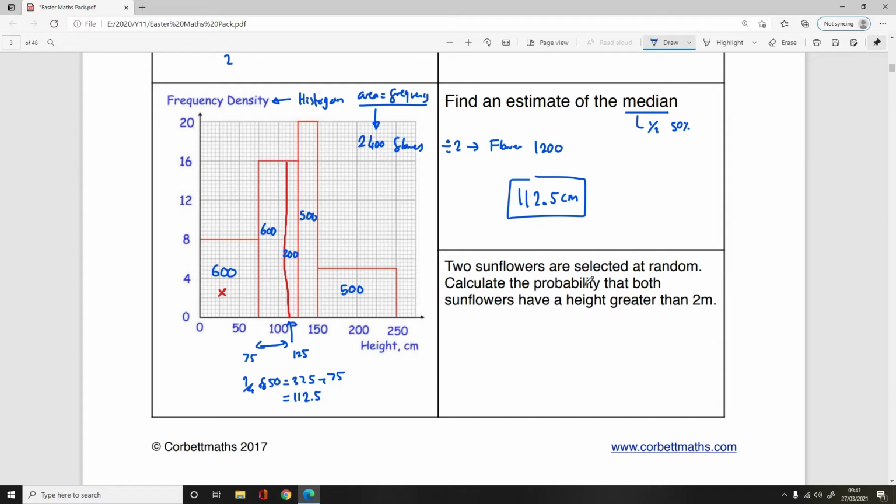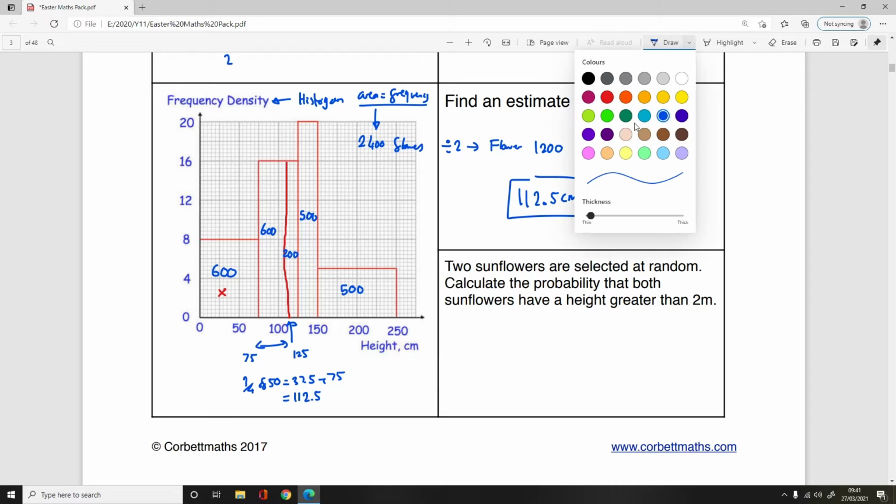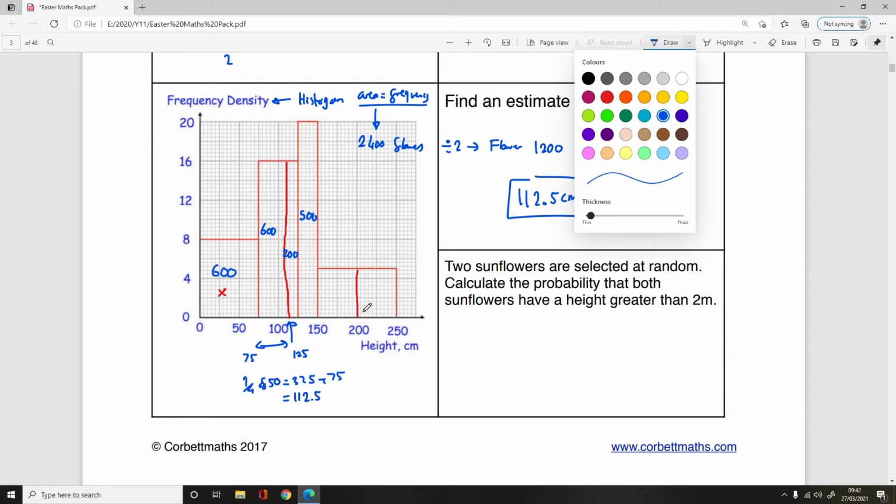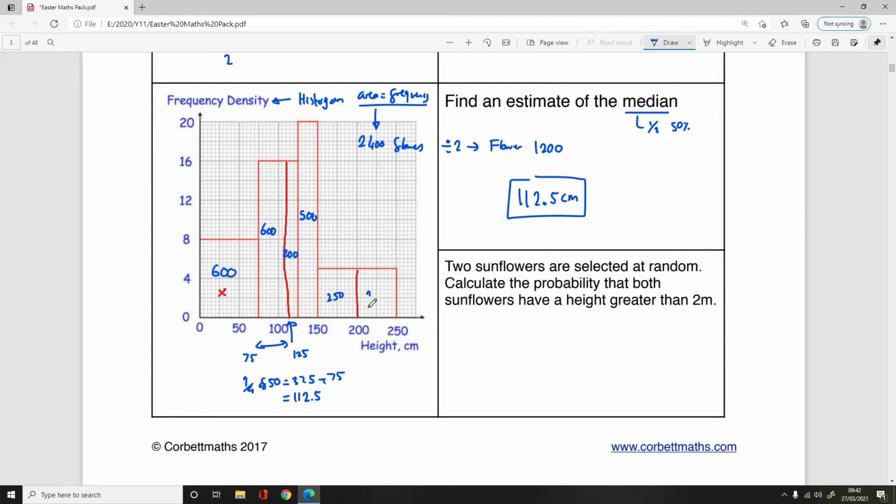Lastly, 2 sunflowers are selected at random. Probability that both sunflowers have a height greater than 2 meters. Okay, so you need to know how many sunflowers have a height greater than 2 meters to start with. And that goes right neatly in the middle of this bar we drew here. So we can split up that 500 into being that there's 250 on this side and 250 on this side. That means that there are 250 sunflowers bigger than 2 meters out of a total of 2,400 sunflowers.